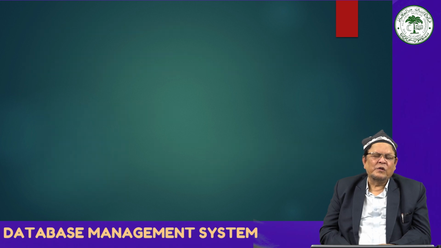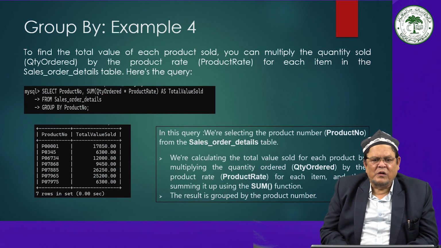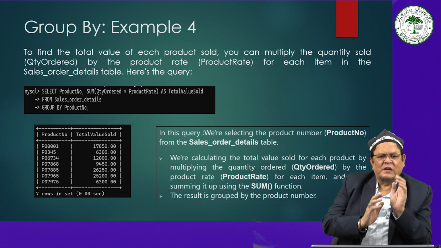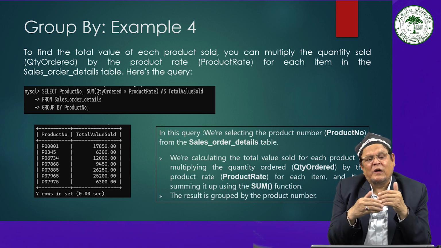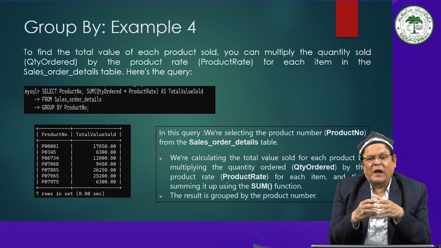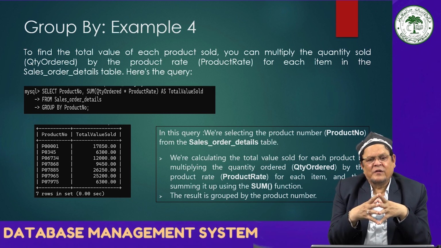I'll take a next example for group by. Also I've taken one example where you have to do sum. Suppose you want to take the sum to find the total of each product sold, how many products you have sold. You can multiply the quantity sold by the product rate for each item in the sales order detail table.